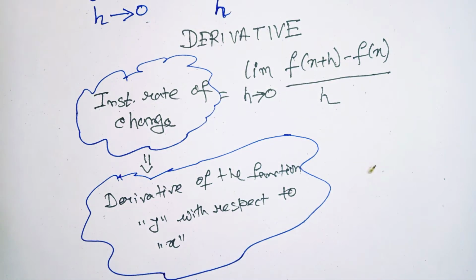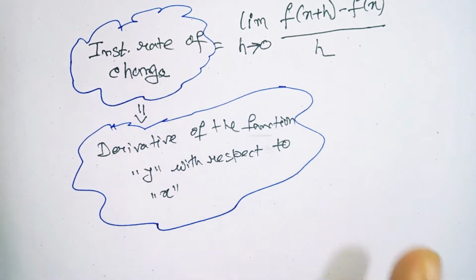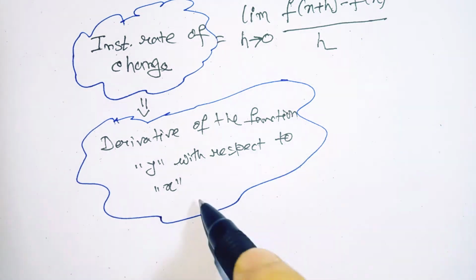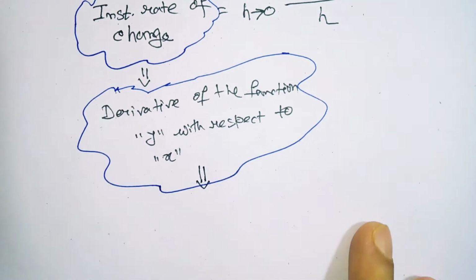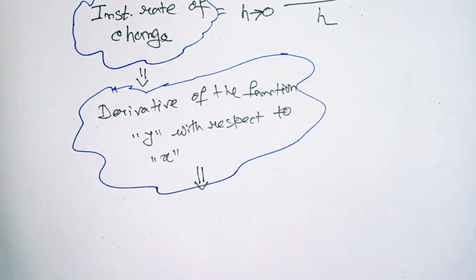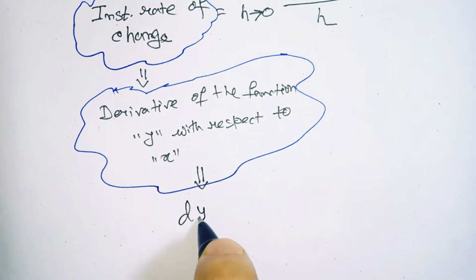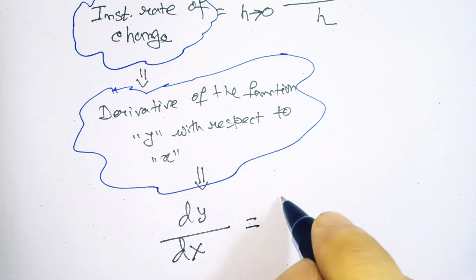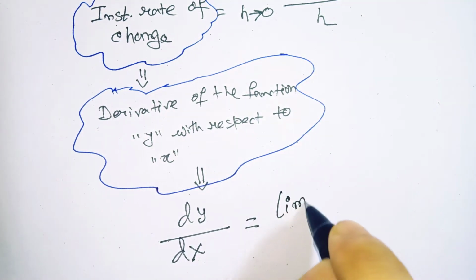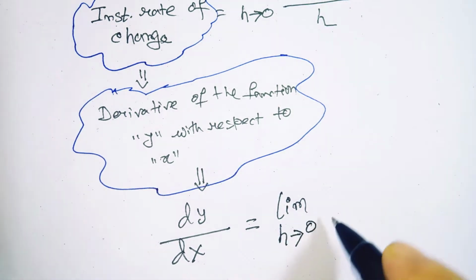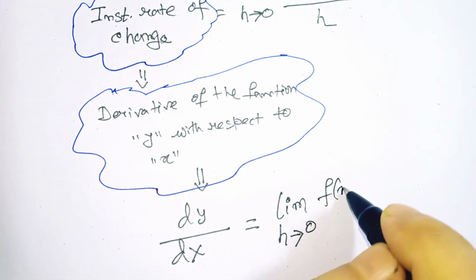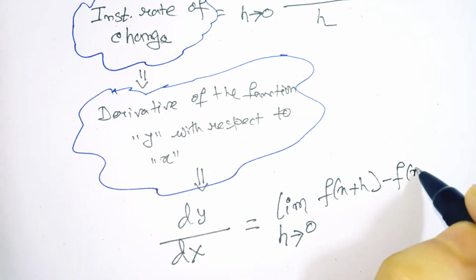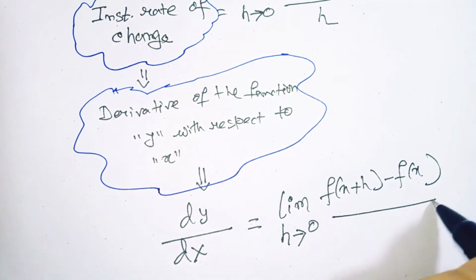If we want to use this as a notation, we typically use the Leibniz notation, as we have seen earlier in the video, among the types of notation. So the derivative of the function y with respect to x can be written as dy by dx. This again would be equal to the limit of h approaching 0 of f of x plus h, or it can be x1 plus h, doesn't matter, minus f of x, whole divided by h.